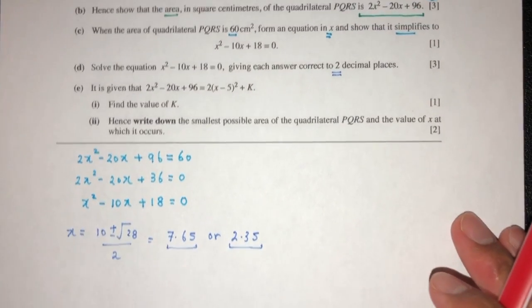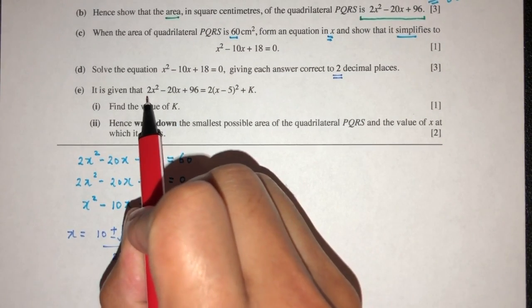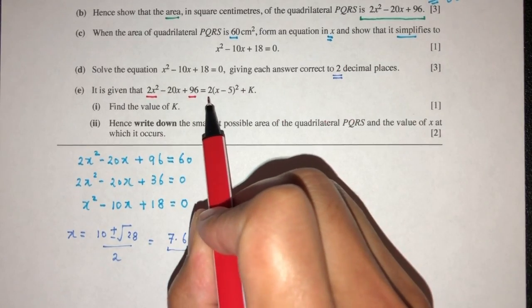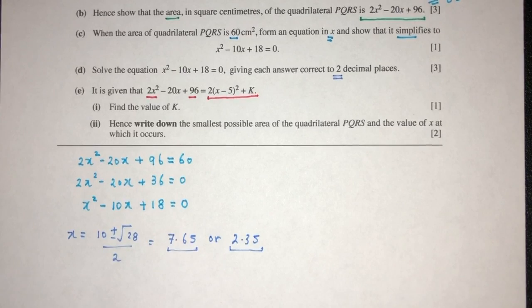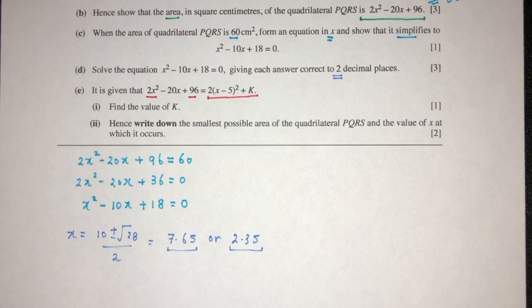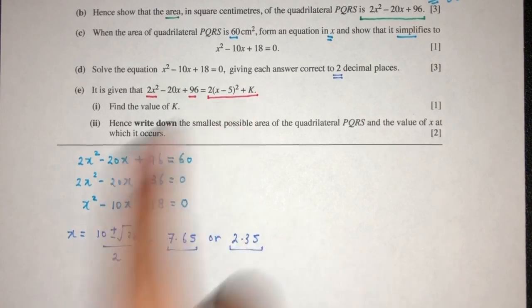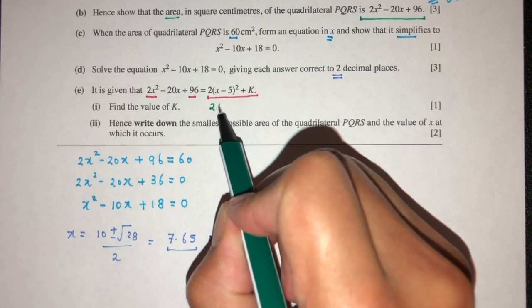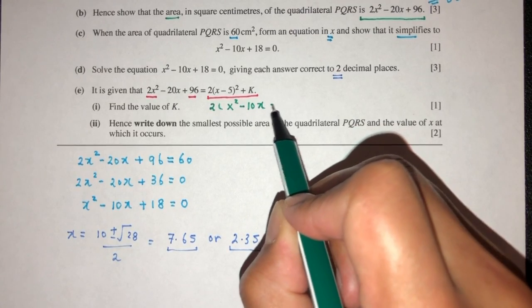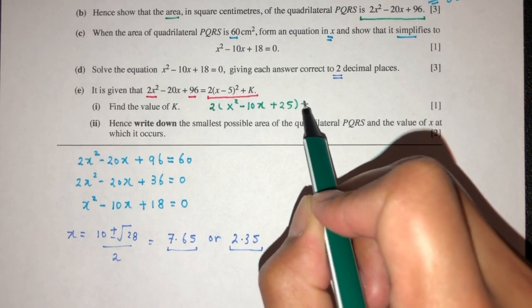Now for part 2, it is given that we have this equation. This is the area of PQRS is equal to this. Aha! So as you can see, we have to complete the square, right? So find the value of k. Let's write this down. So how do you complete the square? One of the ways, I think, for O levels, which is the easiest for you guys, is to expand this one. Let's expand this. You will have 2 here. That will be x squared minus 10x plus 25 plus k.